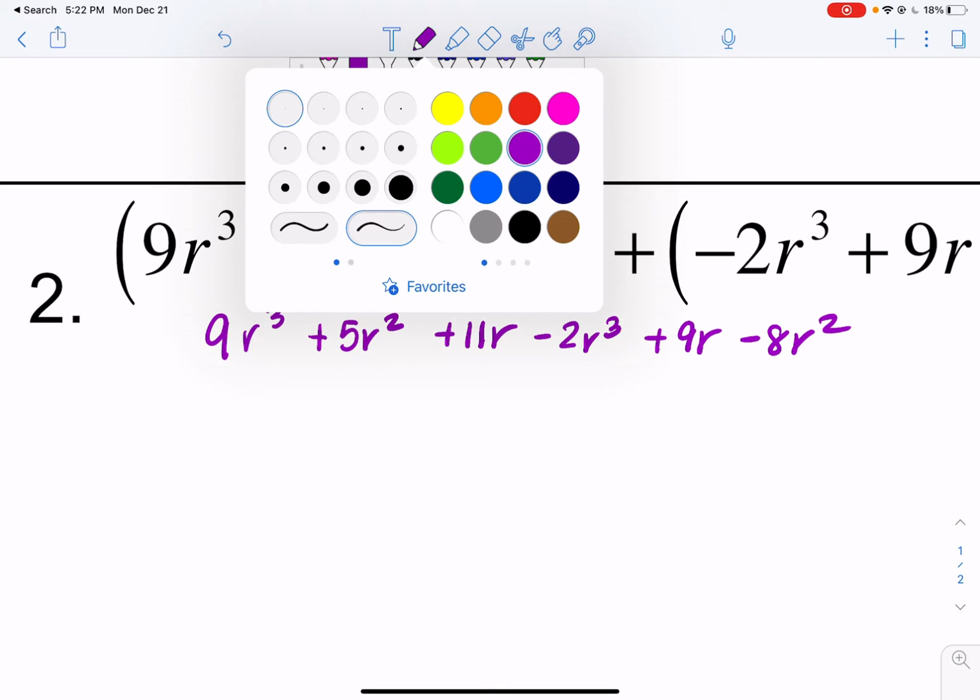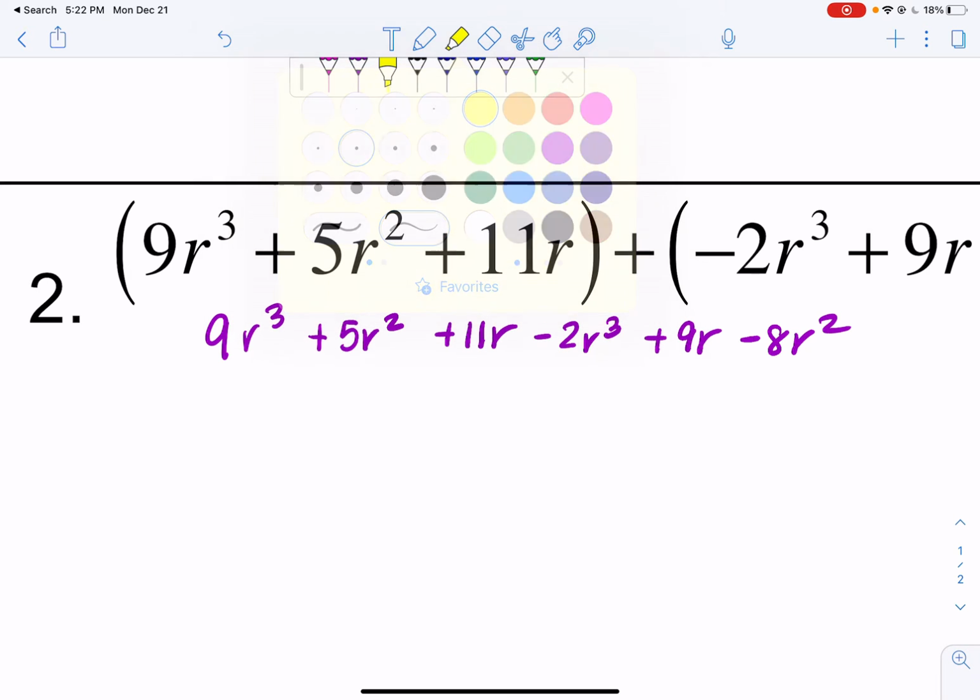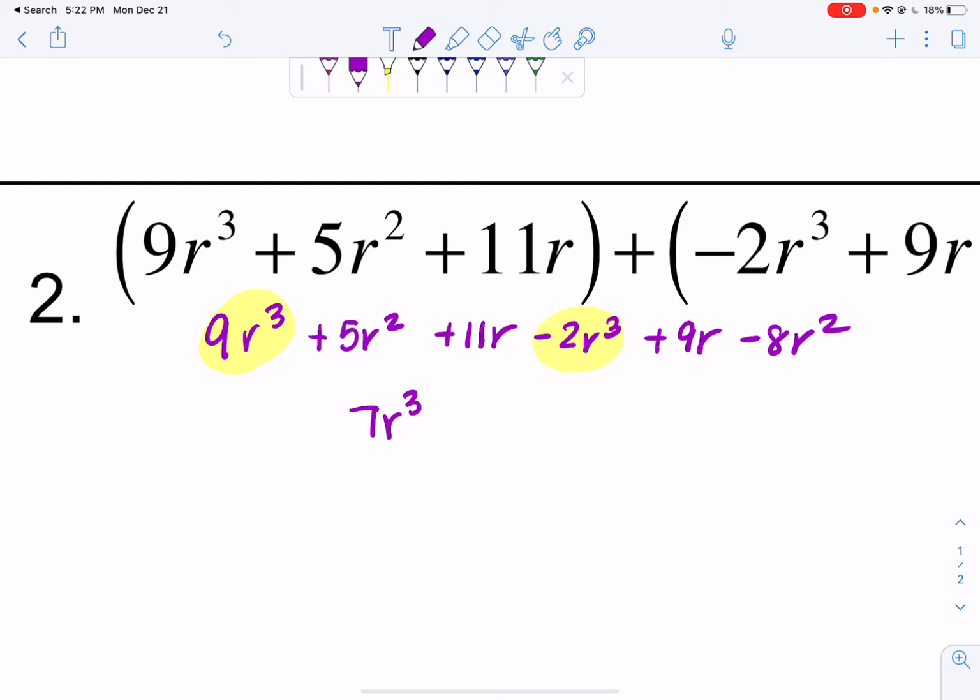And we're going to highlight our like terms. So I'm going to use yellow. Let's see what I can combine with my 9r cubed. I can't combine a 5r squared, can't combine 11r, but I can combine a minus 2r to the third. So I say to myself, what's 9r to the third minus 2r to the third? You're only combining the coefficients. So 9 minus 2 is a 7. So I have 7r cubed.